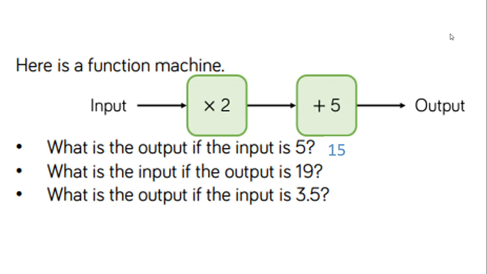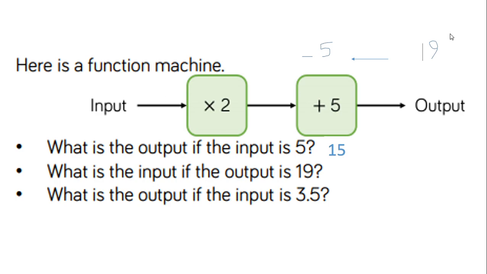In order to work backwards, we're going to have to do the inverse function that's given in the function machine. So we're going to start with our 19, and instead of adding 5 to 19, we're going to do the inverse. So we're going to subtract 5. That's going to give us a resultant answer of 14.